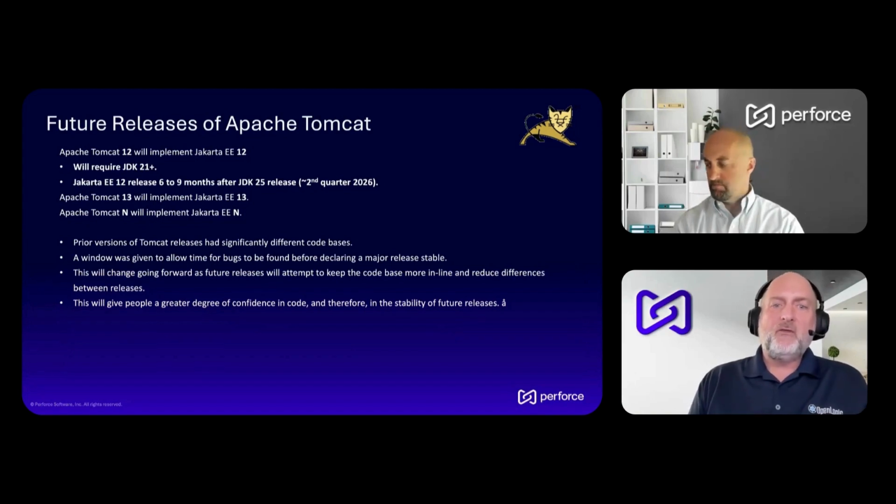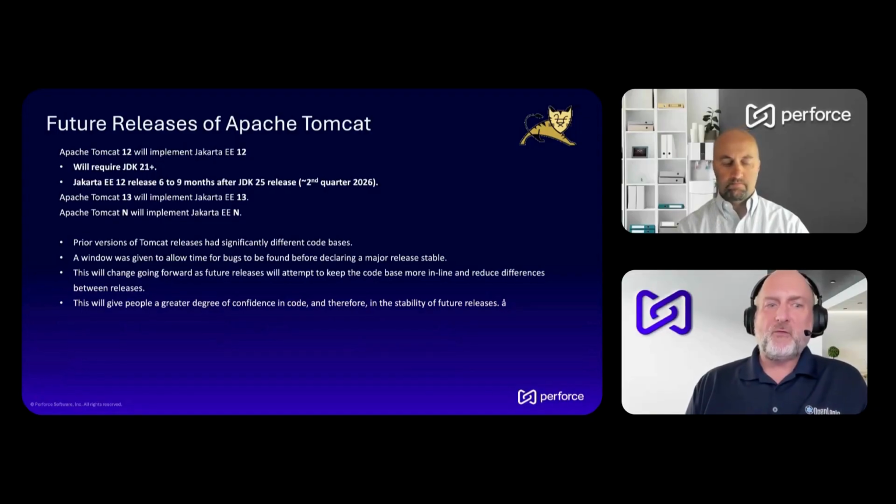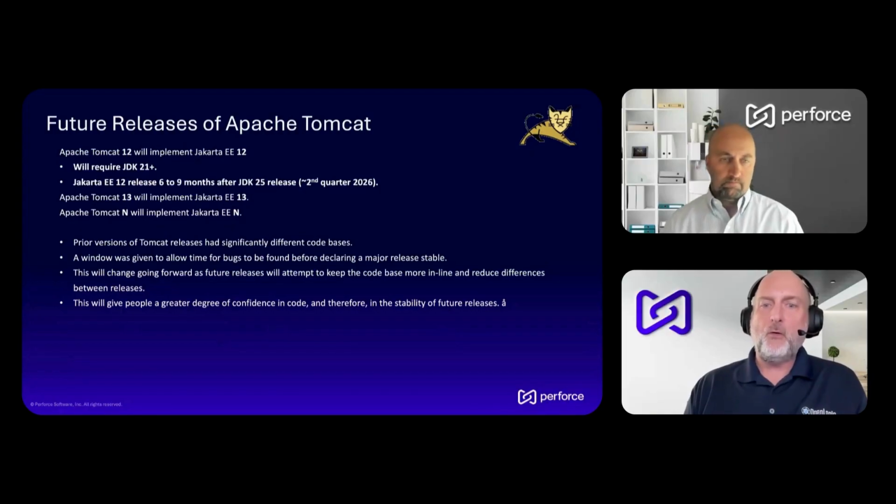Prior versions of Tomcat releases had significantly different code bases. They are changing that, as I mentioned earlier in this presentation. A window was given to allow time for bugs to be found before declaring a major release stable. Or I'm sorry, this will change going forward, as future releases will attempt to keep the code base more in line and reduce differences between releases. The reason for that is that they have to backport vulnerability fixes and things like that, which they've already had to do with version 11. So this will give people a greater degree of confidence in the code and therefore in the stability of future releases.